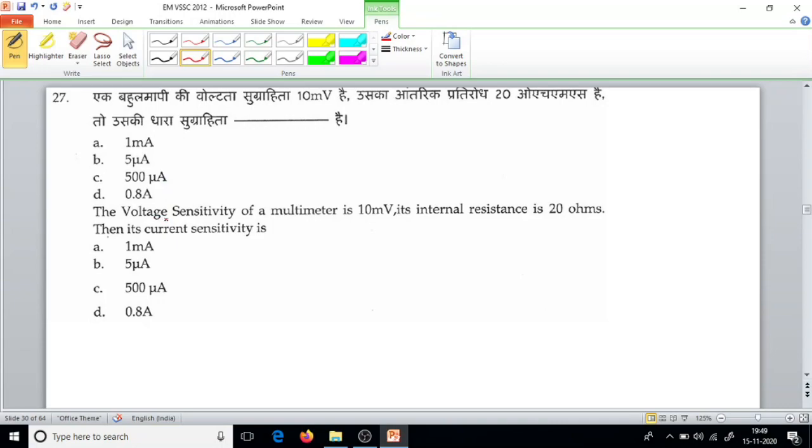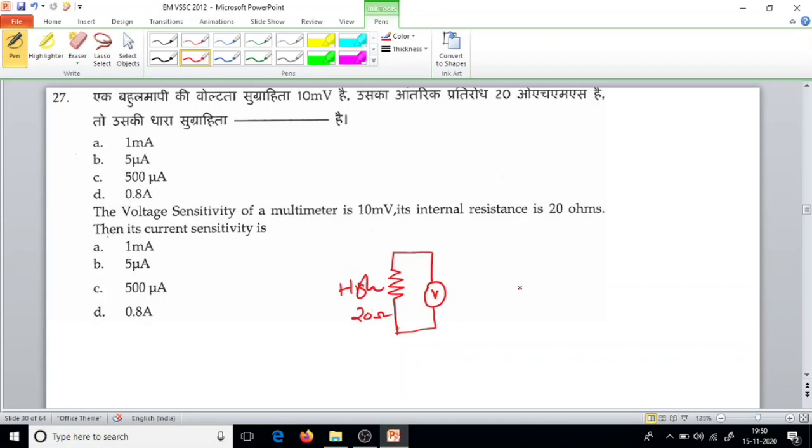Question number 27. The voltage sensitivity of a multimeter is 10 millivolt. Its internal resistance is 20 ohms. Then its current sensitivity is. Now a voltmeter will have very high value resistance. This is the voltmeter. High value resistance will be there for this. Here the value is 20 ohms.